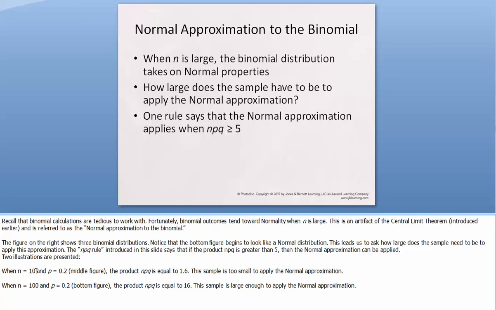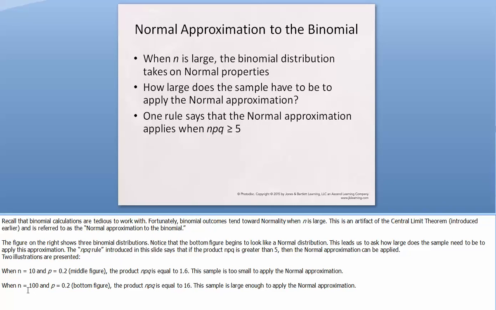If you have n equals 10, p equals 0.2, and then q will be of course 0.8. Remember, q is 1 minus 0.2, and if you multiply all these three together, you will get npq to be 1.6. So now this is too small to apply the normal approximation. On the other hand, if you take n to be 100, p to be 0.2, q will still be 0.8, then npq will be 16.